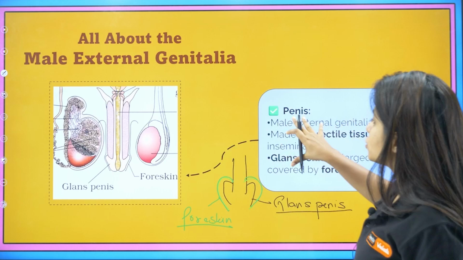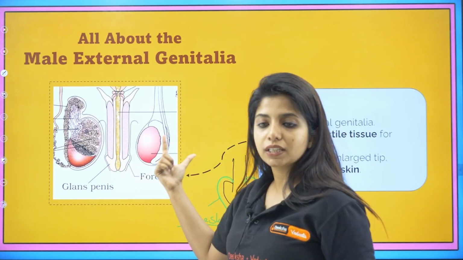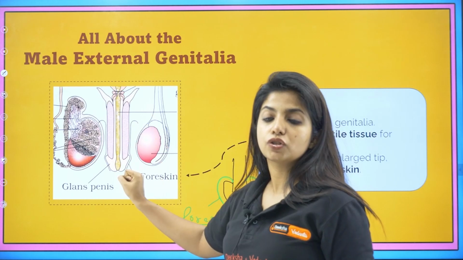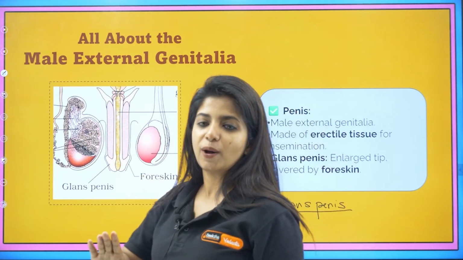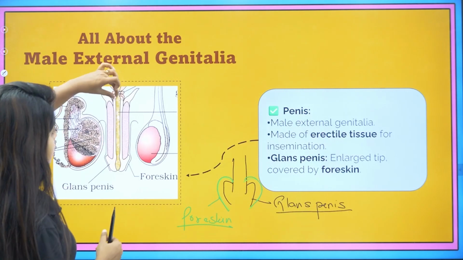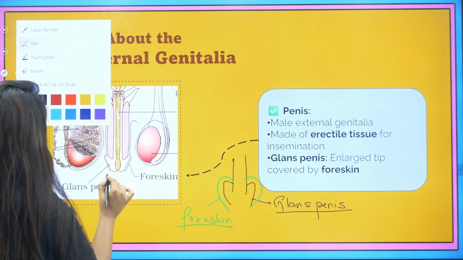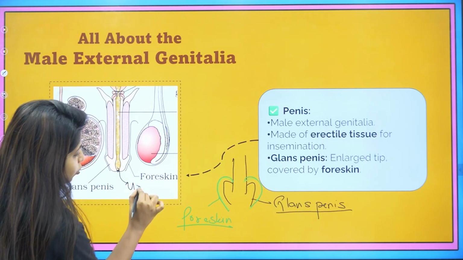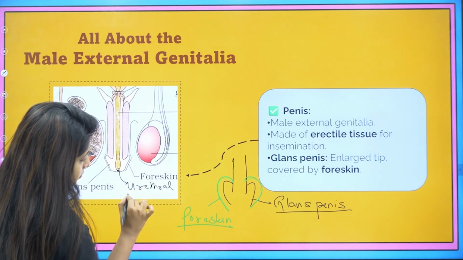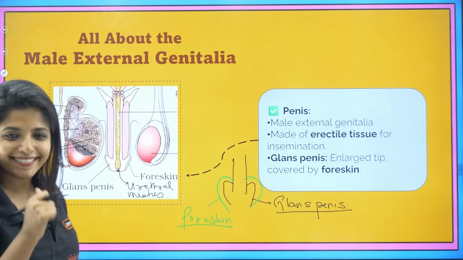So the penis is there, that is all about the penis. It is made up of erectile tissue. The enlarged portion that you see is known as glans penis, and it has a separate covering which is known as foreskin. So that's about the external genital organ as well. Remember, this particular tube that you see is the urethra itself, which is passing down, and towards the tip, what do you have? You have the urethral meatus. This is the opening. Cool?